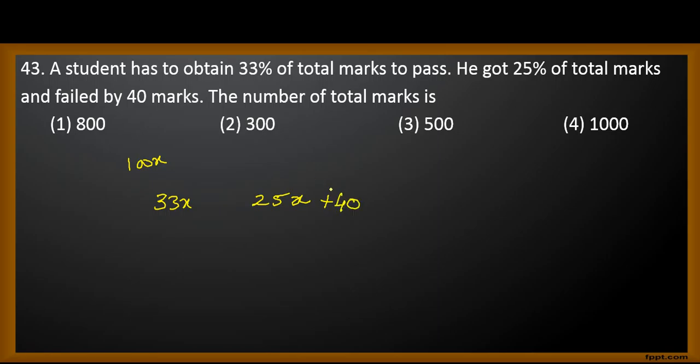If he had got 40 more marks, he would have passed. It means the pass mark is 25x plus 40. These two are equal, which implies 8x is equal to 40, x is equal to 5. So 100x is equal to 500. So option 3 is the answer.